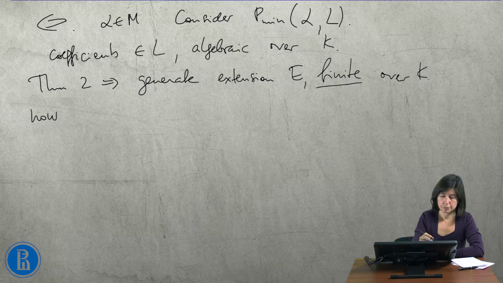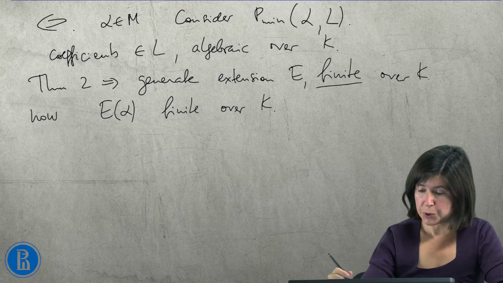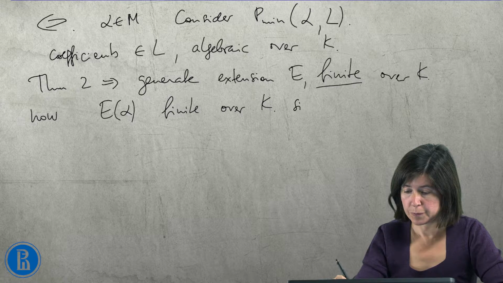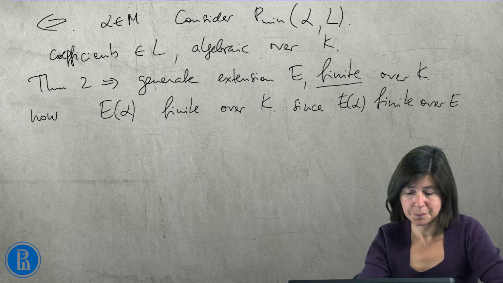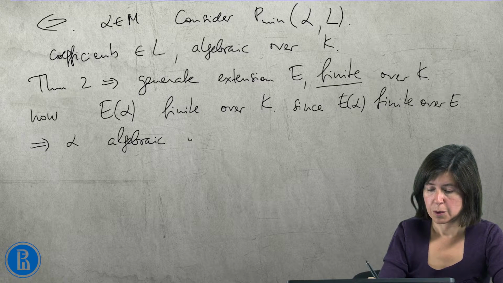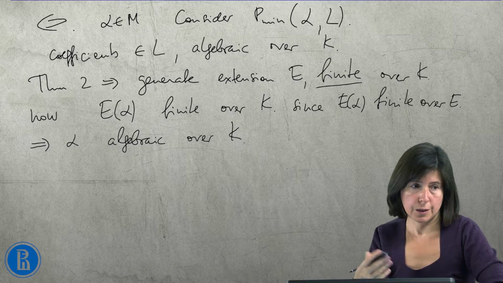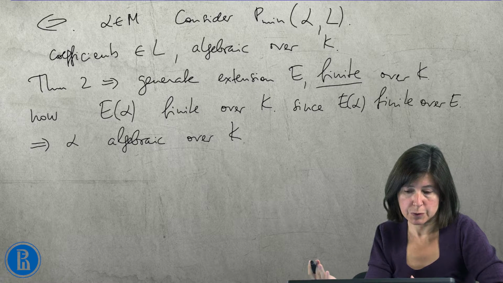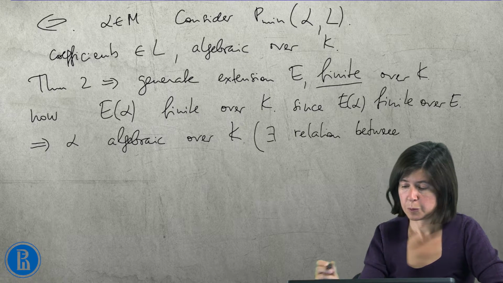Now, E of alpha is also finite over K. Since E of alpha is finite over E, alpha is algebraic over E, and this means that alpha is algebraic over K. Because since E of alpha is finite over K, then there will be some linear dependence between the powers of alpha. There is a relation between powers of alpha.